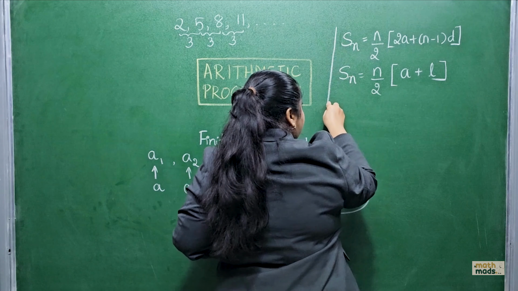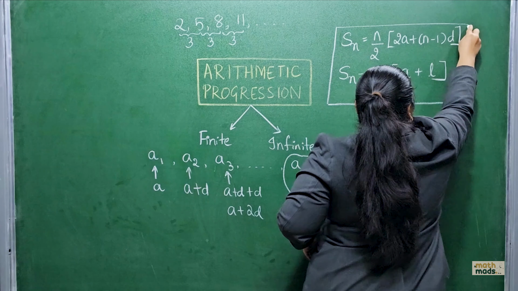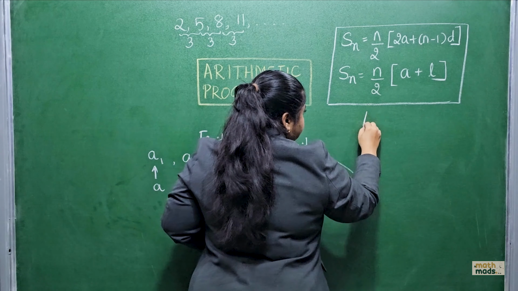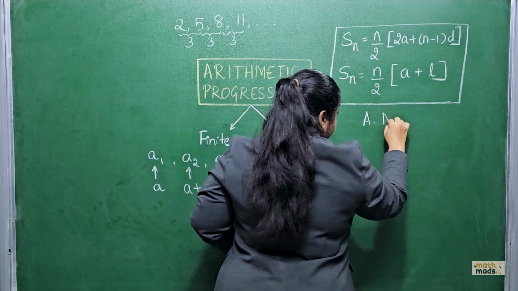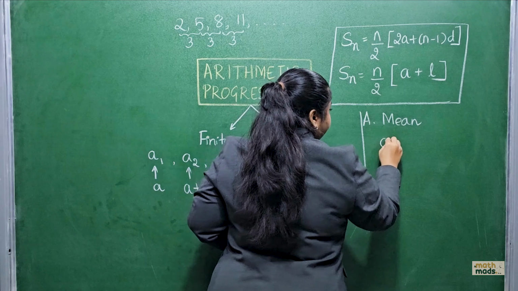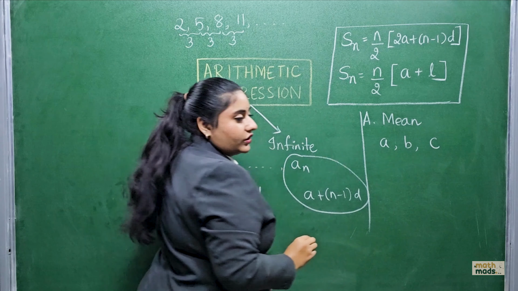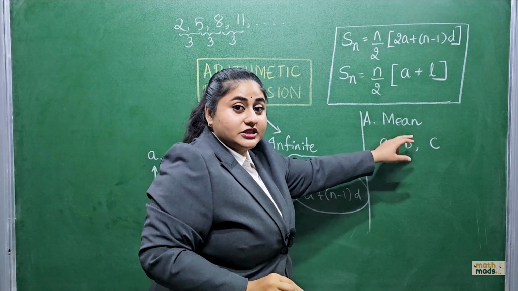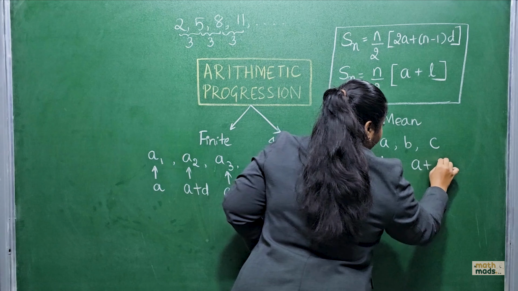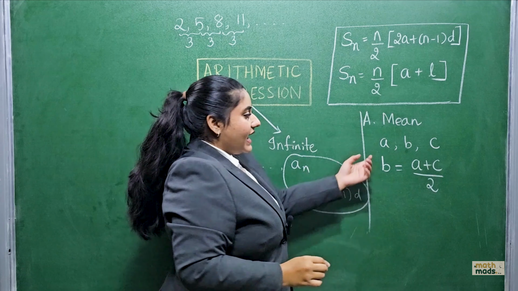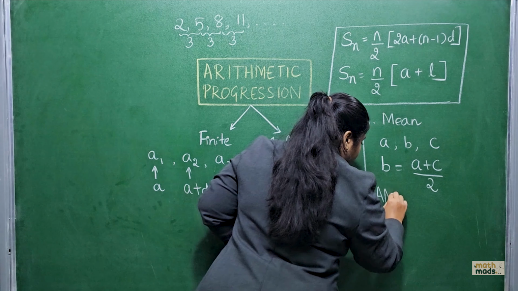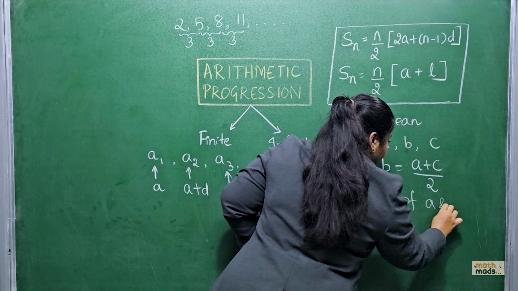Done. Then there is one last concept that you have to remember, which may or may not come in your exams, but it is good if you remember. That is arithmetic mean. Suppose let me take 3 terms in an AP, A, B and C. Okay, this B, that is the middle term, is called the arithmetic mean. So this can be written as B is equal to A plus C by 2. That is the average of the first and the last terms, and B is called the arithmetic mean of A and C.